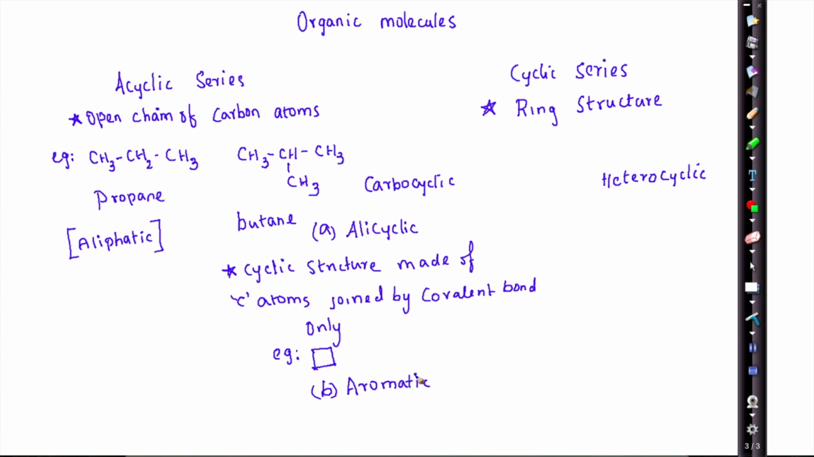The next part of classification is aromatic compounds. Aromatic compounds contain a benzenoid ring where you will see delocalization of pi electrons. In the earlier case it is only covalent bonds. In the second case you will have pi electrons too, right? The first example is benzene and the next one is toluene.